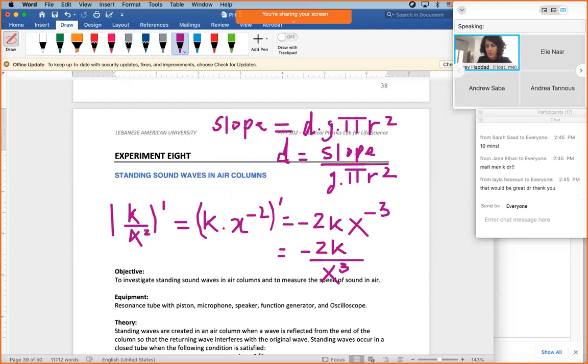Now for the derivative of the slope, it's 1 over whatever you have. Pi is a constant, it's not a measurement, so no need to worry about it. And g is basically in the denominator. The derivative of constant over x is minus constant over x squared, right?